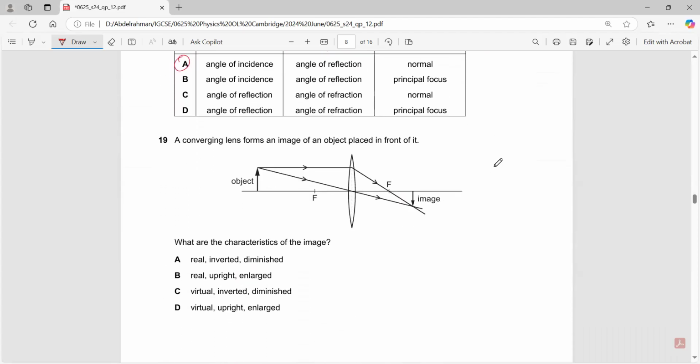A converging lens forms an image. What are the characteristics of this image? It's quite obvious that it is inverted. So if you've got an inverted image, it has to be a real image as well. And in this case, the image is diminished. It is smaller than the object.